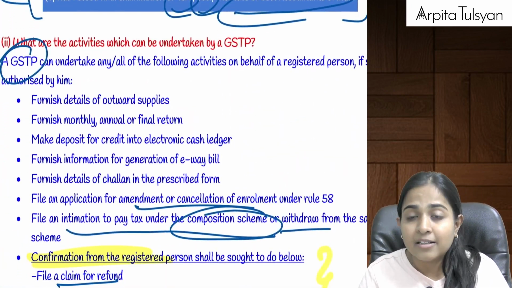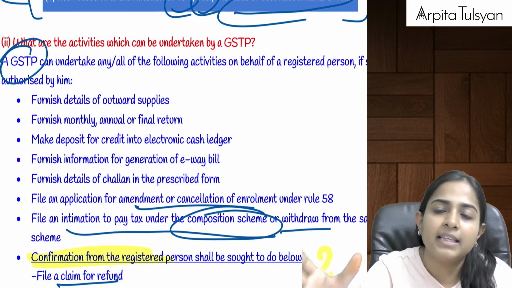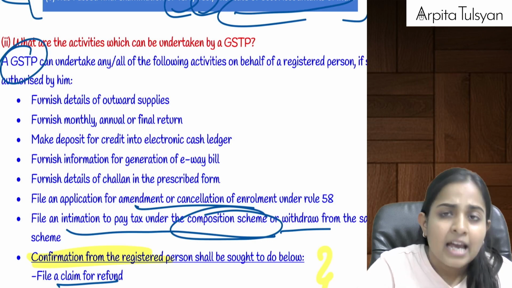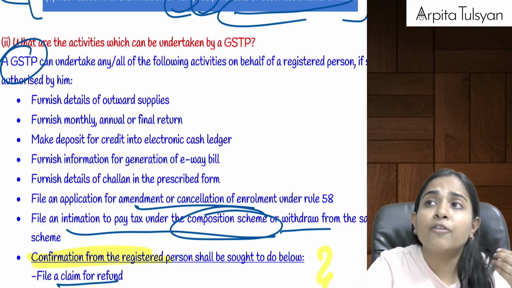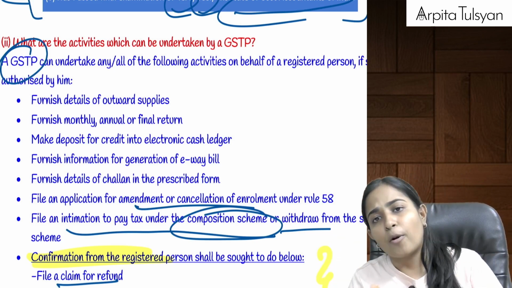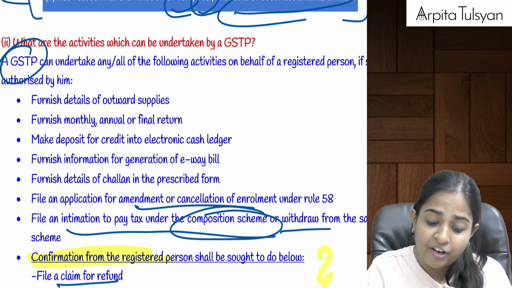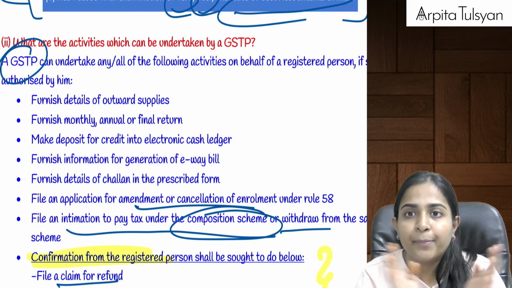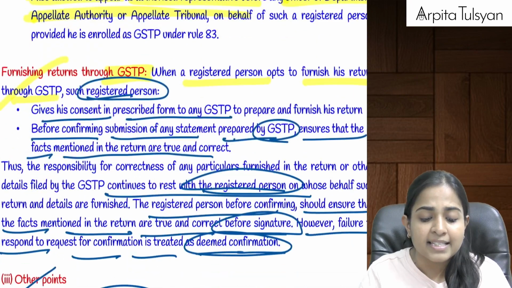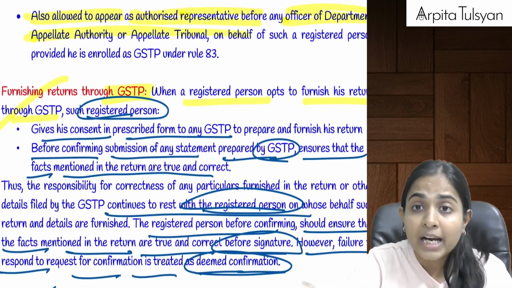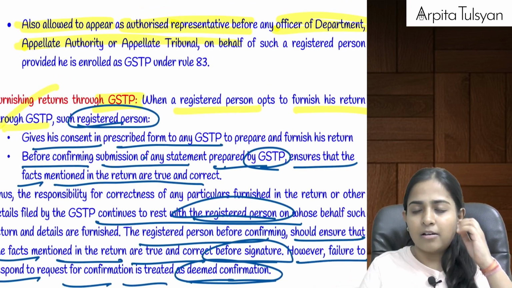to act as a GST practitioner, and this GST practitioner can do everything on behalf of his client: furnishing of GSTR 1, furnishing of other returns, opting for composition scheme, opting out of composition scheme, applying for enrollment number in case of transporters, generating of e-way bill, claiming of refund, doing amendment in the registration, cancellation of registration, appearing before the authorities, appearing before the appeal authorities on behalf of the client.